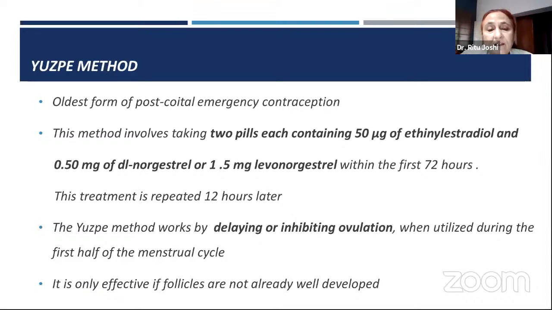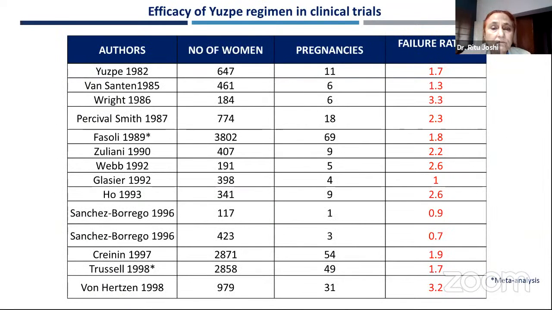It is also effective if follicles are not already well developed. A lot of studies have been done, and one found that the Yuzpe method had a failure rate of only 1.7%, and the rest of them, in different studies, were very high.